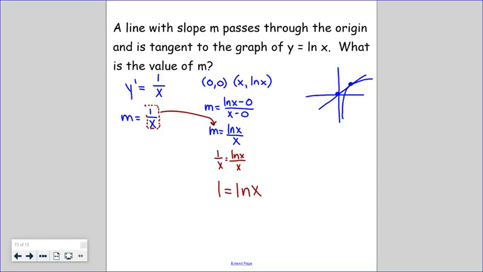This is where we got to remember our logarithms. If 1 equals the natural log of x, what's x? E, right? Because it is this base raised to this number equals that. Well, this base is e, raised to the first is e, right? So x equals e. That's not our answer. Our answer is, what is the value of m? So we need to say m equals 1 over e.